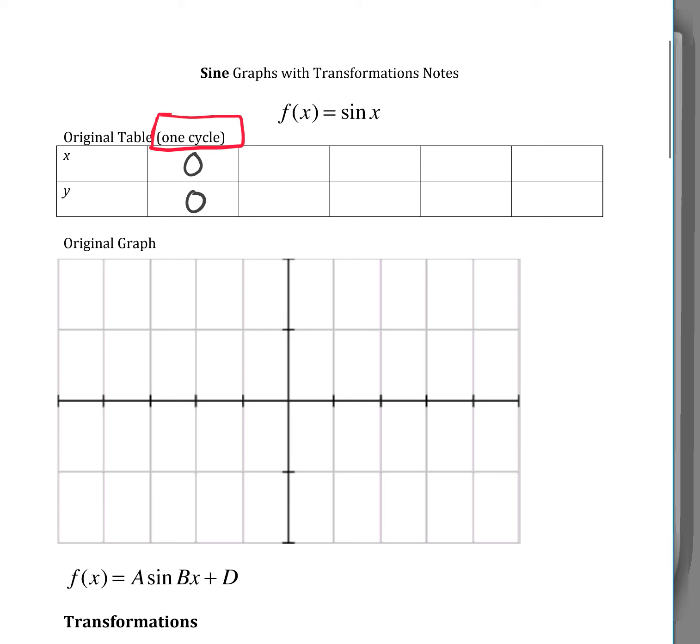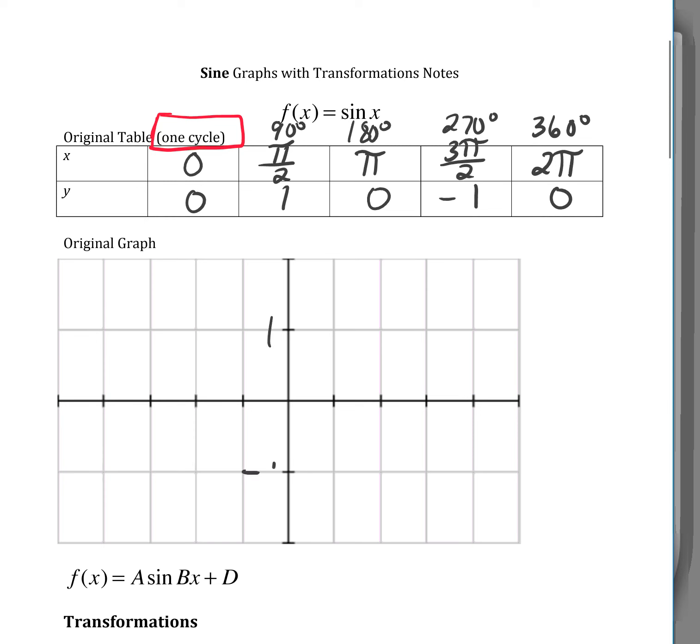So we're going to list out all of our quadrantal angles: pi over 2, pi, 3 pi over 2, and 2 pi. You could also use 90, 180, 270, and 360 in those spots. We're going to stick with radians because it's actually a little easier to make our scales in radian measure. So sine of pi over 2 is 1. Sine of pi is 0. Sine of 3 pi over 2 is -1. And sine of 2 pi is 0.